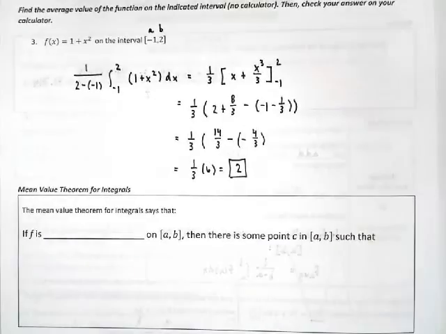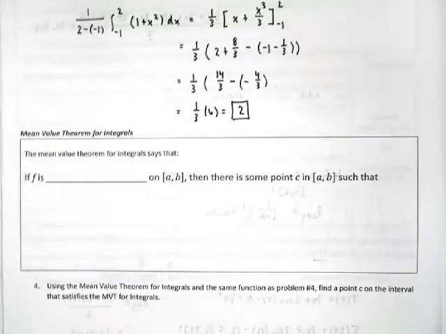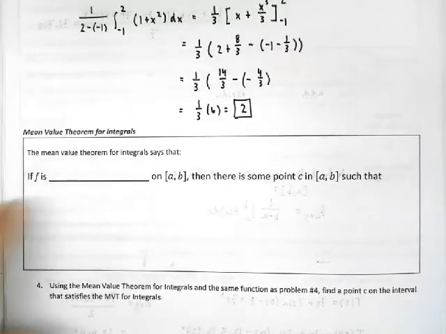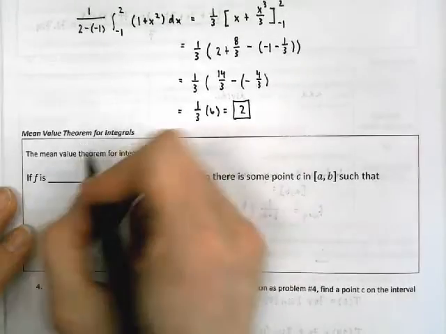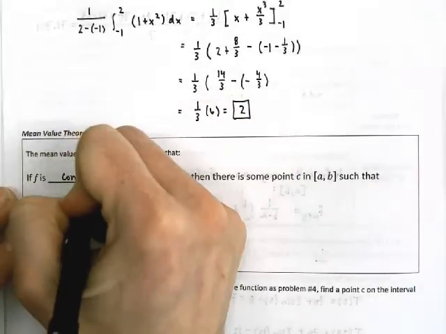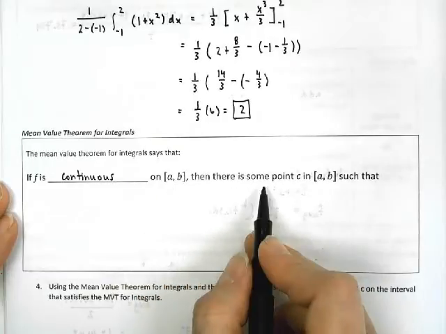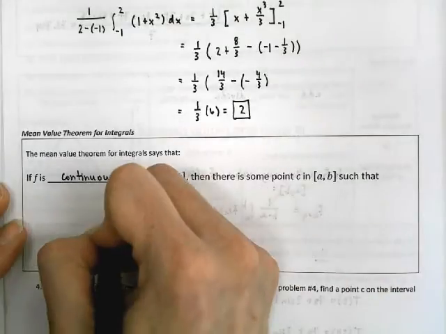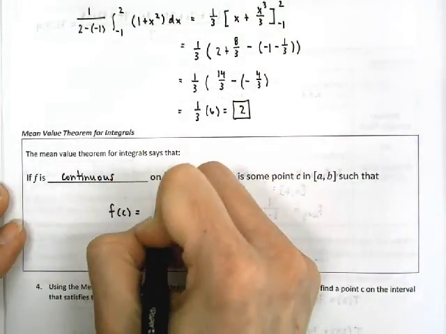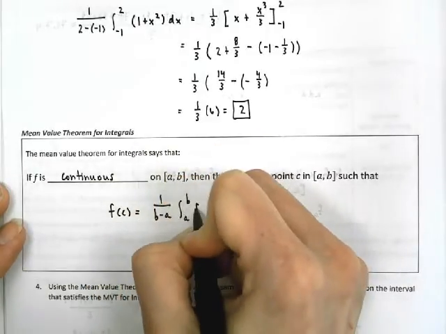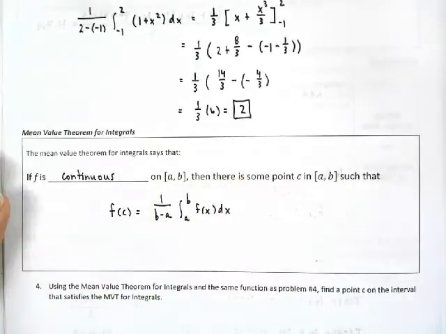Okay, so now we're going to learn a new theorem, and it should sound pretty familiar to one we've learned before. This is going to be the mean value theorem for integrals. And if you remember back, we also have a mean value theorem for derivatives. But this one says, the mean value theorem for integrals says that if f is continuous on a closed interval from a to b, then there is some point c in that interval such that f of c is equal to 1 over b minus a times the integral from a to b of f of x dx.